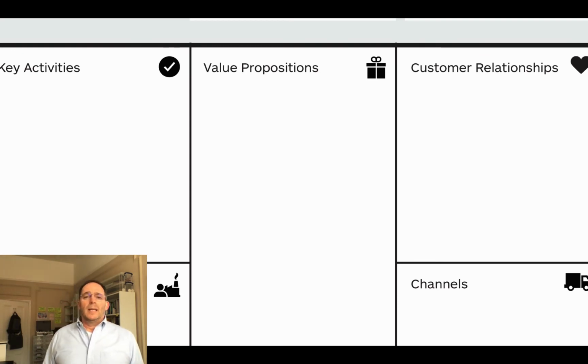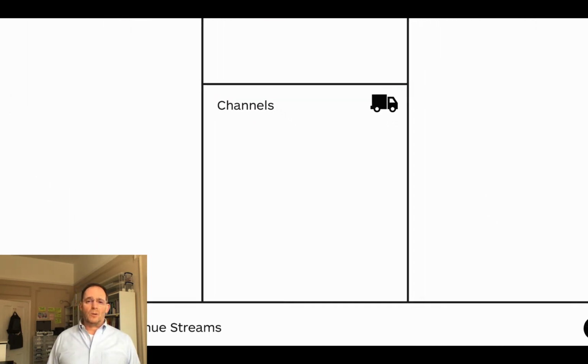Okay, so we've done customer segments and value propositions, the key offer that the business is making, and those value propositions are being delivered by the infrastructure, but they're also being promoted via your channels. So in this element, what we need to consider is the availability, the reliability, and the feasibility of using existing channels to deliver your product or service to your customers.